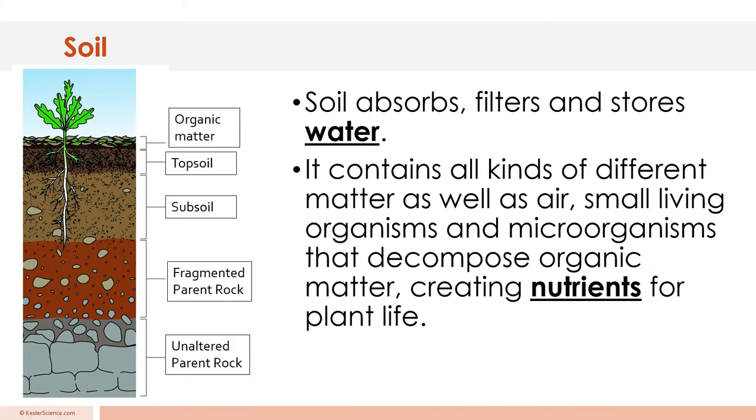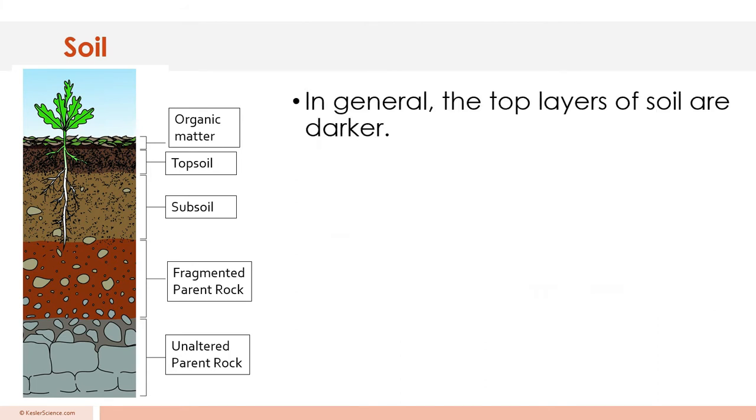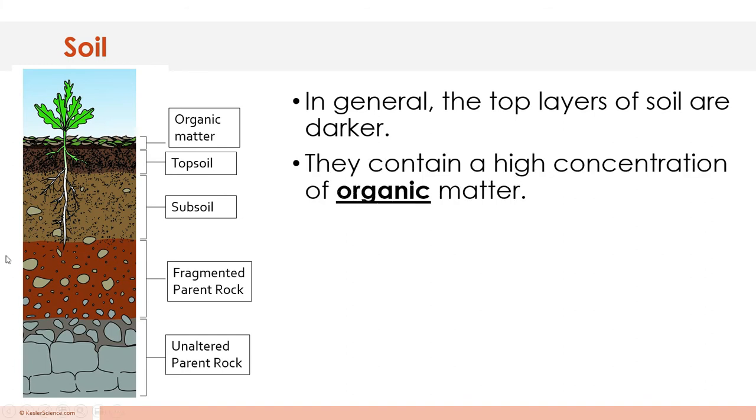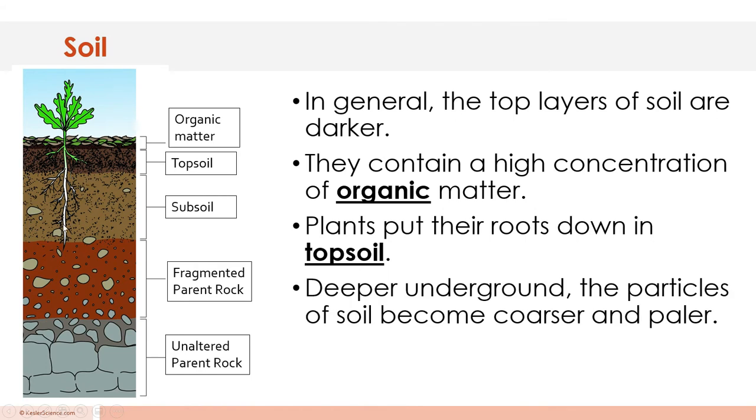So it's really important that this decomposition is happening for there to be nutrients. In general, the top layers of soil are darker. They contain a high concentration of organic matter. So see these 2 or 3 top layers, they're much darker because they have much more of this broken down plant and animal material, organic matter in them. Plants put their roots down in topsoil because there's a lot of nutrients there. And deeper underground, the particles of the soil become coarser, so bigger, and paler, meaning they have less nutrients.